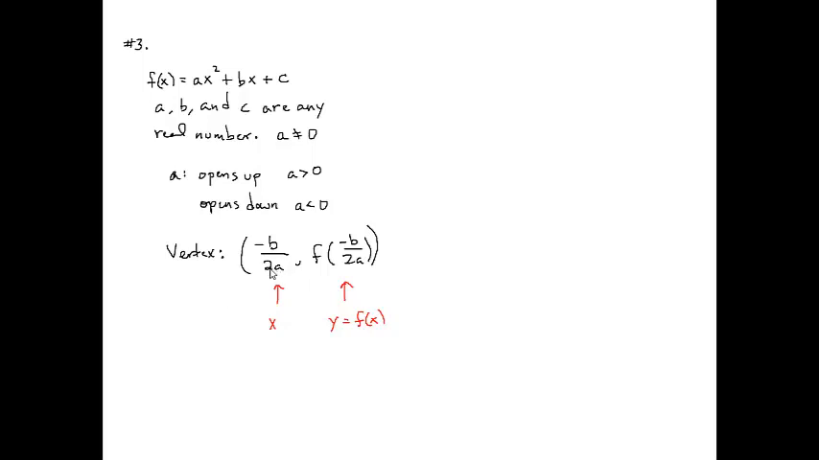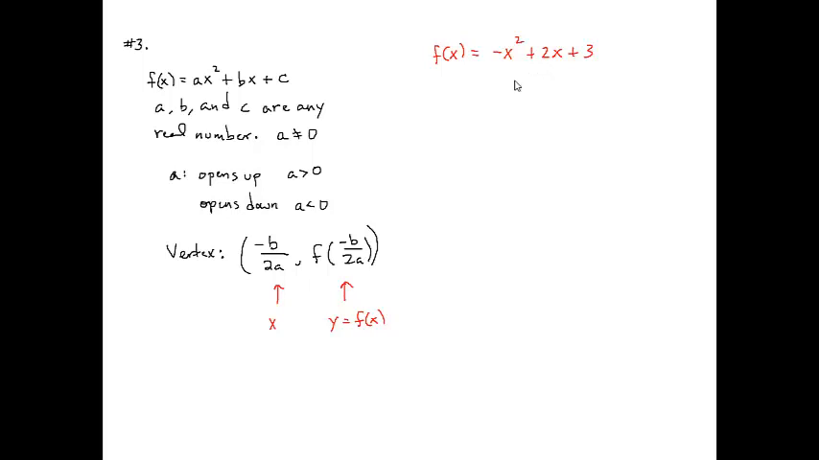Now, the same thing still holds true. If my parabola opens up, then my vertex is a minimum. That doesn't change. If my parabola opens down, my vertex is still a maximum. That also doesn't change. So let's do number 3 now. It says f of x equals negative x squared plus 2x plus 3.